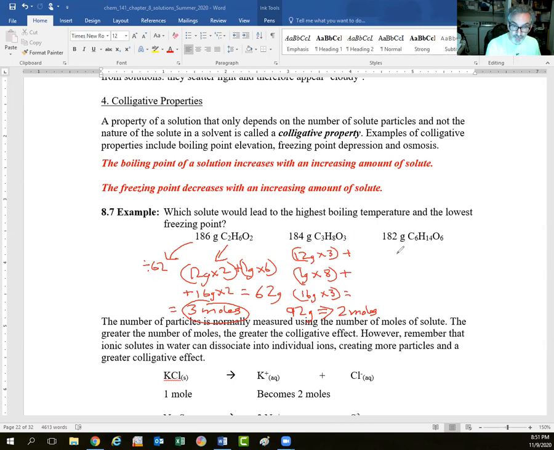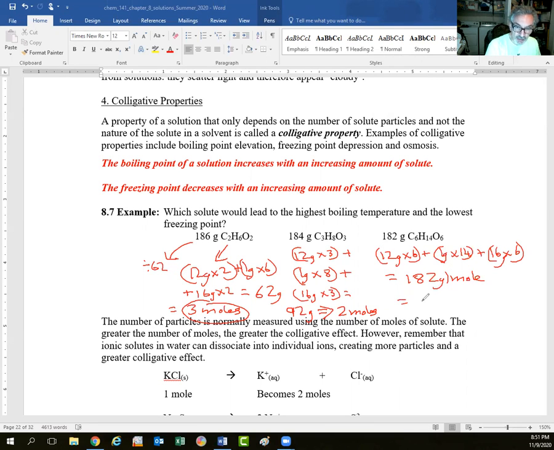And the last one, again 12 grams per mole for carbon times 6, 1 gram for hydrogen times 14, then 16 grams for oxygen times 6. That comes to a grand total of 182 grams per mole.